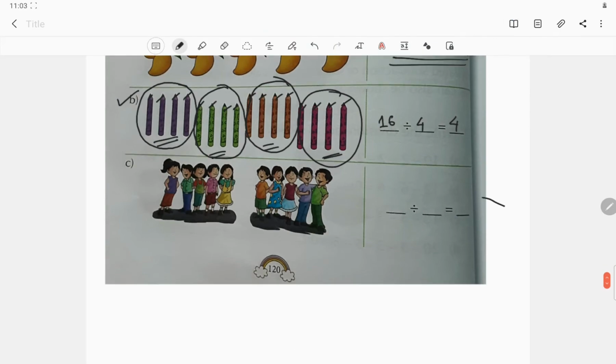Similarly, question number C. How many children are there? 1 2 3 4 5 6 7 8 9 10. So total children 10. So write down 10 here. And you can check, they are standing separately, right? Separation means they are making a group. There are 2 groups, first group and second group, and each group contains 5 children, right? So if you divide 10 children among 5 children, then you will get 2 groups. That's why you are getting 2 groups, right?